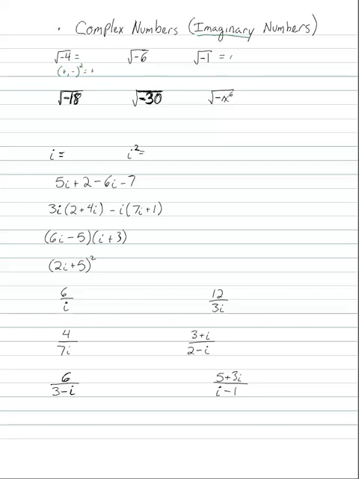I'm going to call it i for imaginary. And I'm going to go with the most basic negative, the square root of -1. I'm going to say that's i. So i is an imaginary number. It's a complex number. And it is the square root of -1.